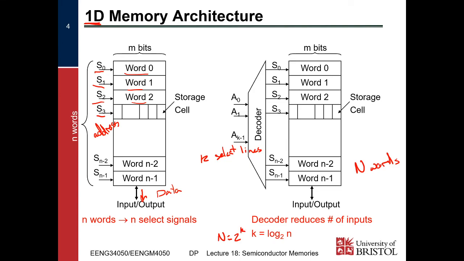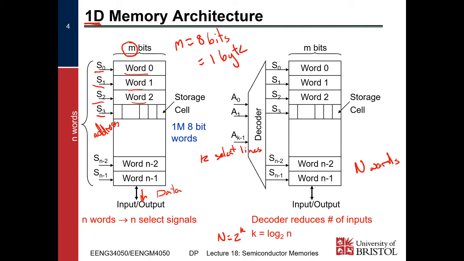What is a word? A word is just a logical grouping of bits in our memory. Here we've got a word size of m, so that's a logical grouping of m bits, which we all want output at the same time. For the very first processors, m equals 8. So we have a word size of 8 bits, or 1 byte.